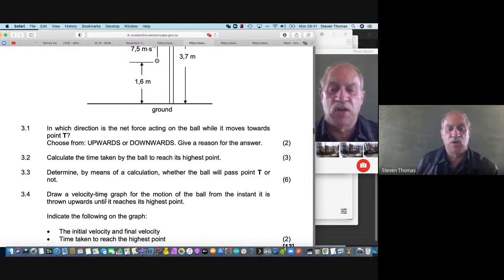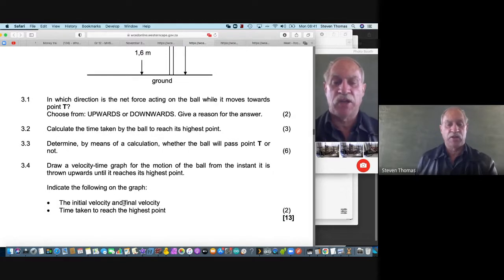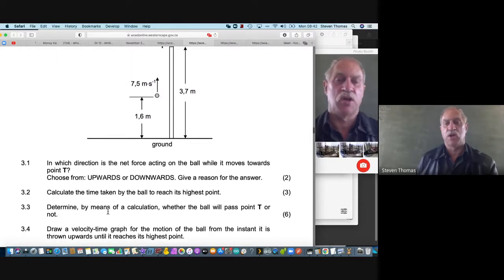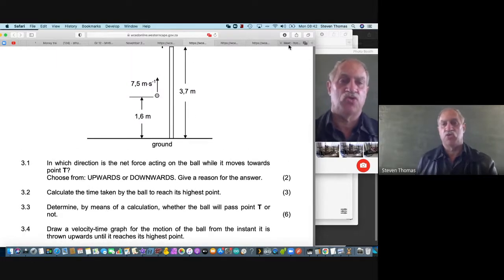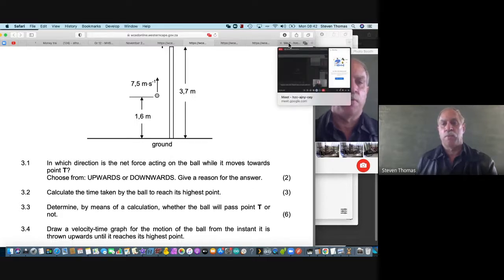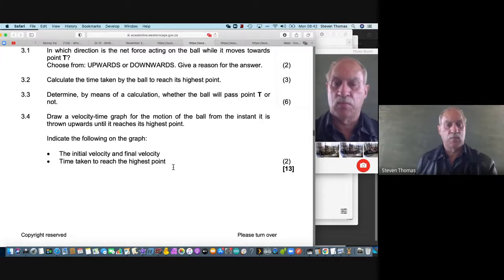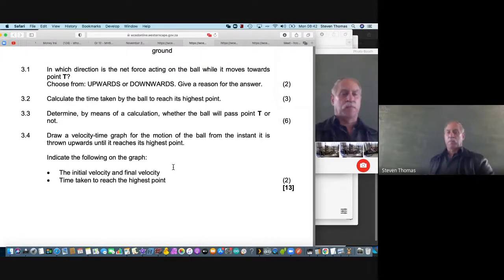Draw a velocity-time graph of the motion of the ball from the instant it is thrown upwards until it reaches its highest point. Indicate on the graph the initial velocity, the final velocity and the time taken to reach the highest point. So it's from the time it's released till it reaches its highest point. I think I'll stop sharing here and just draw that on the board. What are they asking here? Draw a velocity-time graph. Okay, just watch.